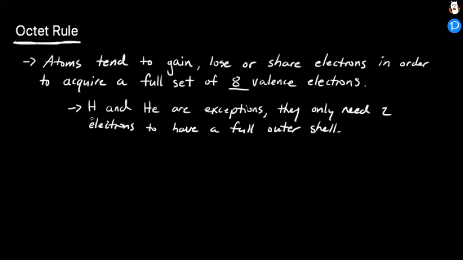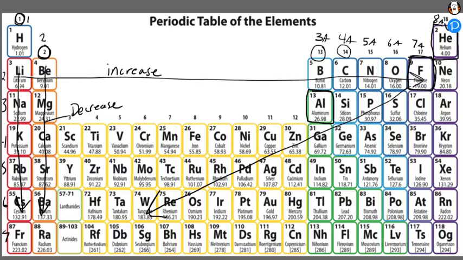There we go. Hydrogen and helium are the exceptions. They only need 2 electrons to have a full outer shell, but the rest of them want to have 8 electrons, and that's the reason why we see this, right? So beryllium, since it's got 2 valence electrons, will lose those 2 to drop back down to that full shell of 8 electrons, but something like oxygen, which has 6 valence electrons, will gain 2 electrons to get 8. Fluorine will gain 1 electron in order to get from 7 to 8. Except for helium and hydrogen, those guys only need 2 electrons in order to get a full valence shell.